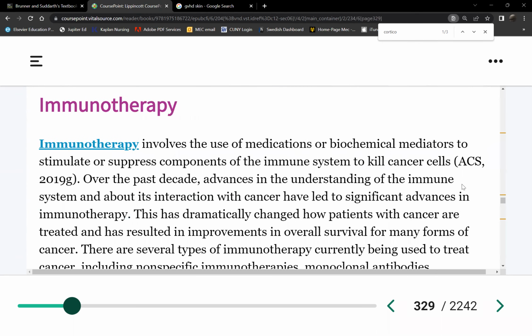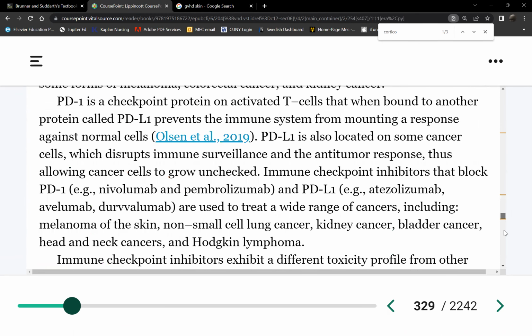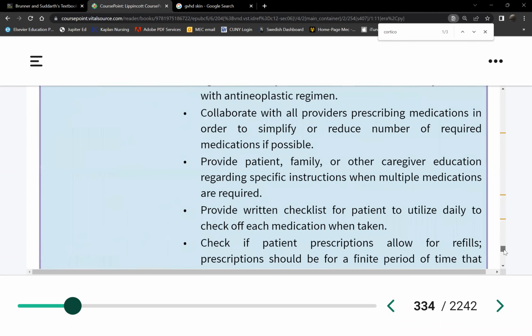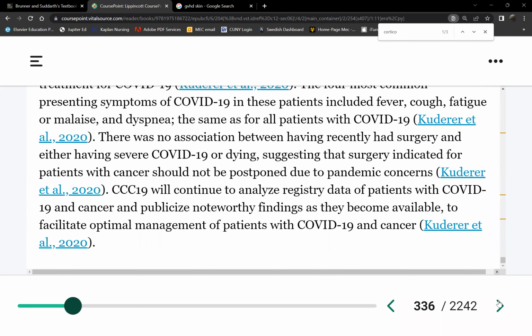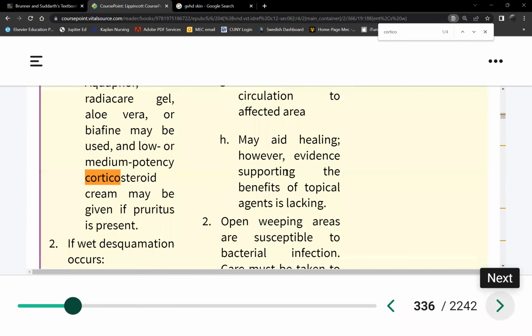We'll skip immunotherapy. Like I said, we'll only do the surgery, chemo, and radiation, which we did.